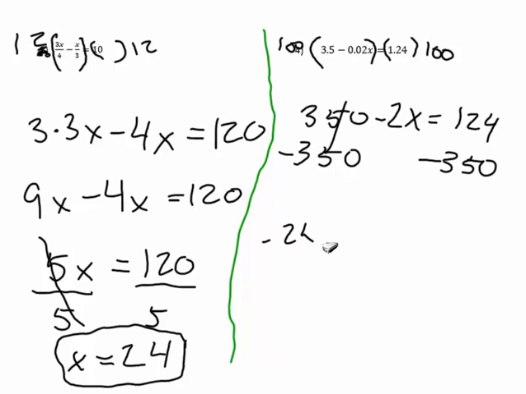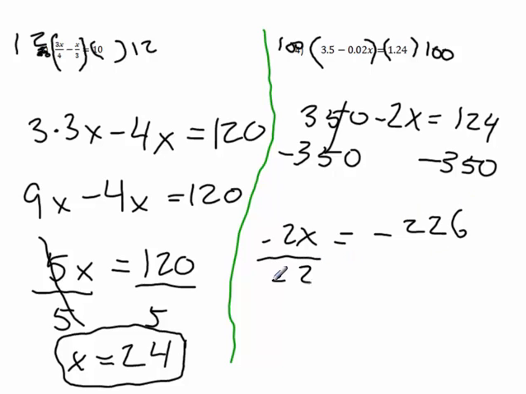Sorry, Mr. Thornburg's in here, and he's making me all nervous. And 124 minus 350 is what, Mr. Thornburg? Minus 350? Yes. Negative number. It is. You're right. It is negative. Very good. At least this was negative 226.